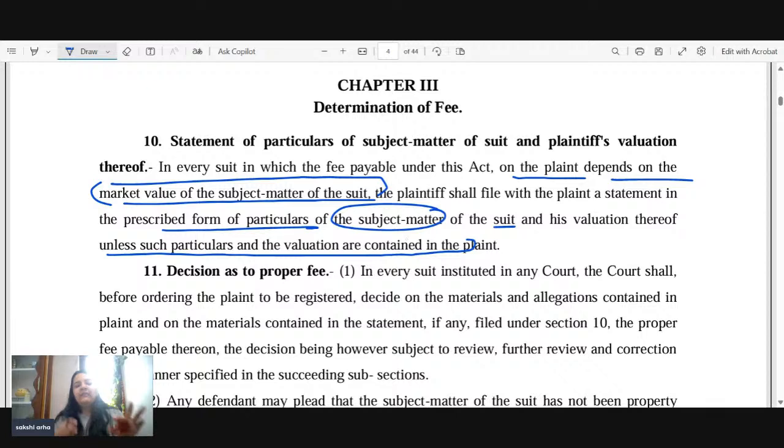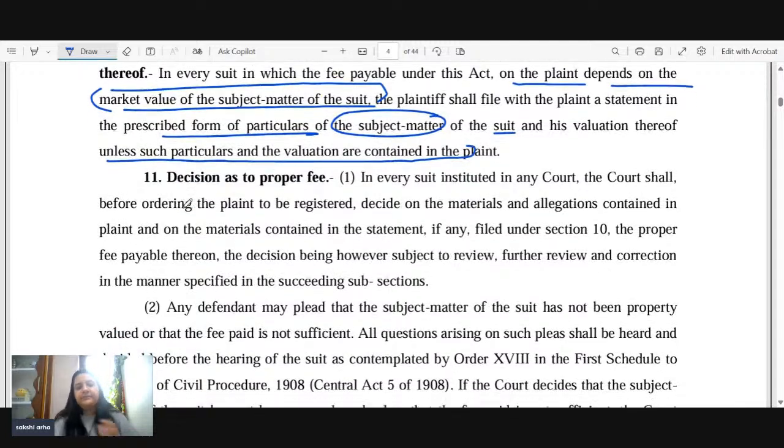So what they are saying is when the fees of that suit is decided according to the market value of property, in that case, जब plaintiff अपनी plaint file कर रहा है, तो how he calculated the market value of that property, that document should also be attached. Okay, वो document भी उस plaint के साथ attach होना चाहिए unless you have already written all those things in your plaint. If you have already mentioned all those things in your plaint, then it's fine. But if you have not, then you just need to attach the document along with the plaint.